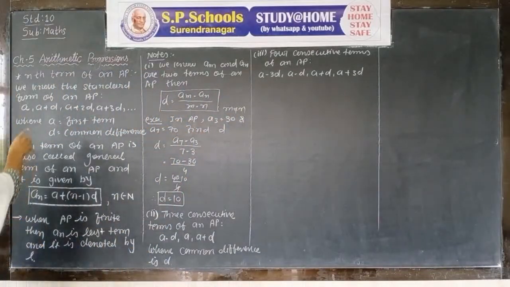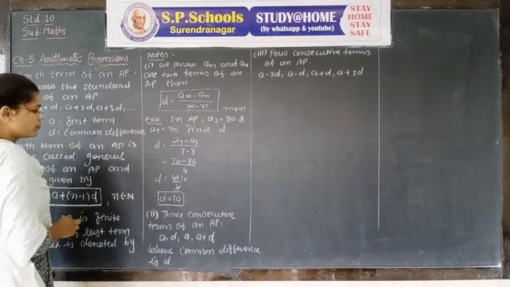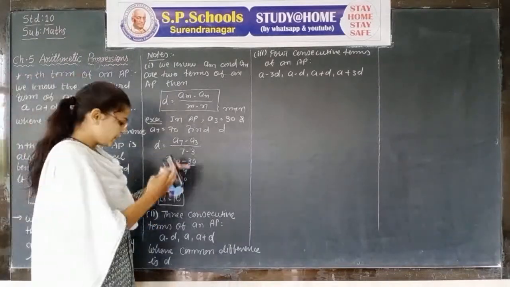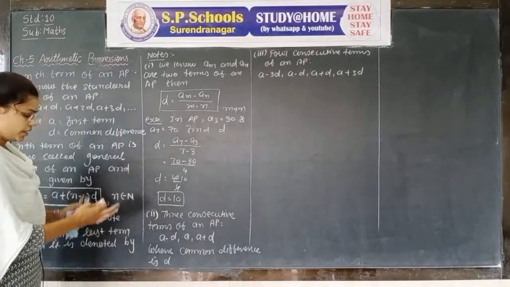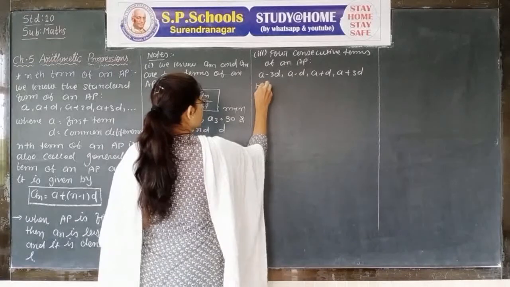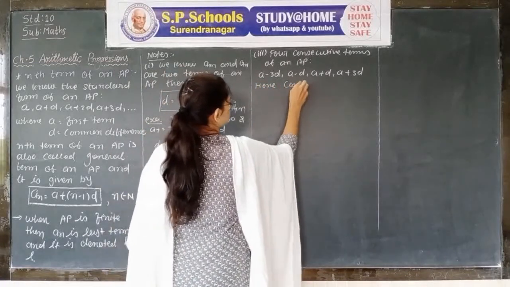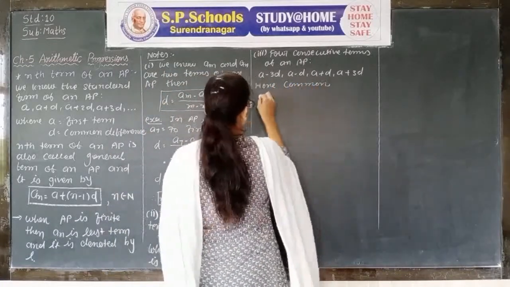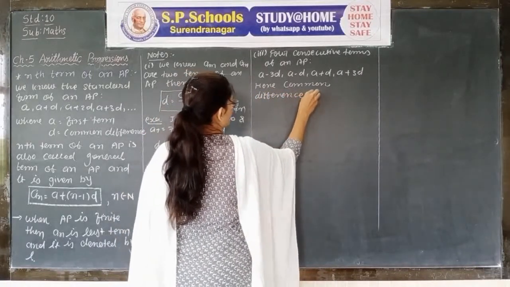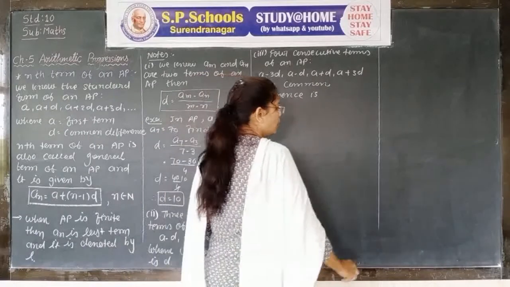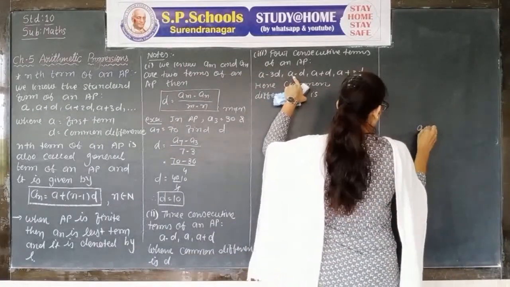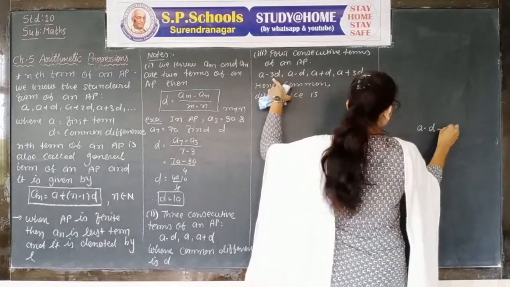As we know, A, A plus D, A plus 2D, A plus 3D are also 4 consecutive terms. But for our convenience, we take this form for 3 consecutive terms and 4 consecutive terms. Here the common difference is, to find the common difference, we have to take the difference between consecutive terms.